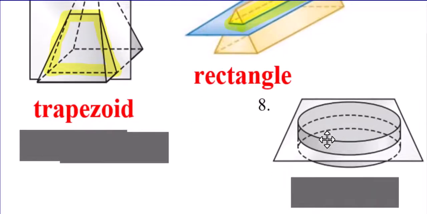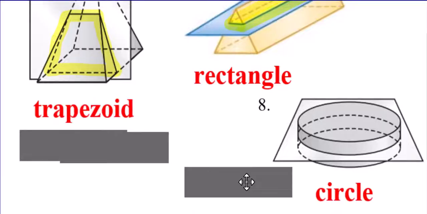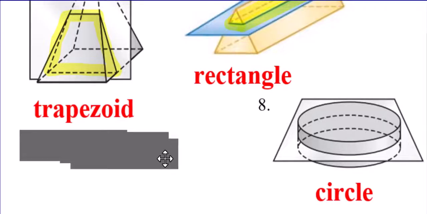And problem number 8. Now this is a really interesting looking cylinder. It's kind of a fat, short cylinder. But this horizontal slice is parallel to the circle at the top and parallel to the circle at the bottom. So if it's parallel to circles, then it's going to make a circle.